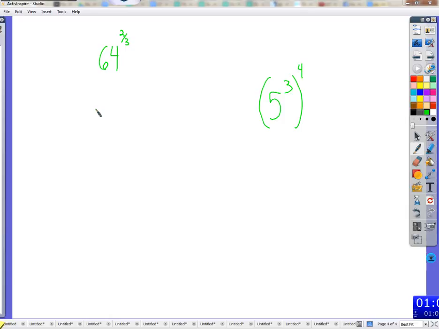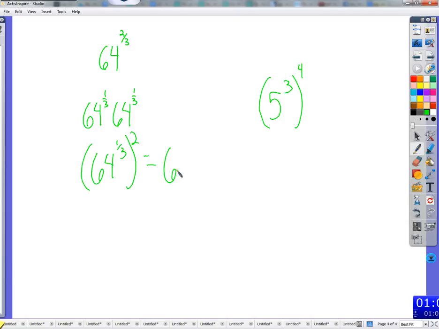I heard a lot of, we know what 64 to the 1/3 is, and this must be maybe from this group's contribution to the discussion. We know that 64 to the 1/3 times 64 to the 1/3 would obviously be 64 to the 2/3. Or we could look at it like this, 64 to the 1/3 squared, we could use exponent notation to write that. And what do we do when we raise a power to a power? Multiply those powers, so we get 64 to the 2/3.